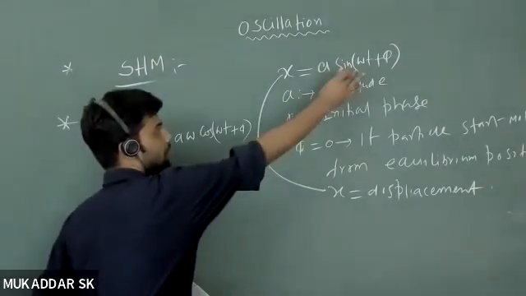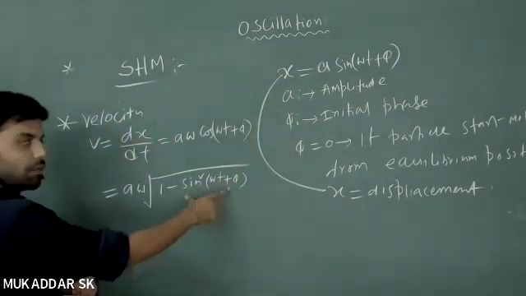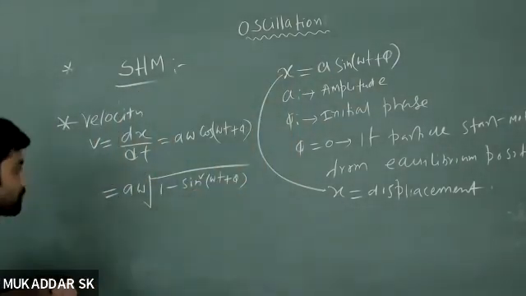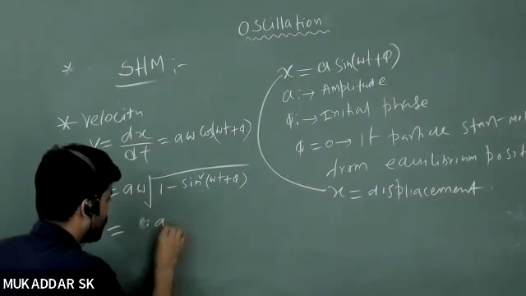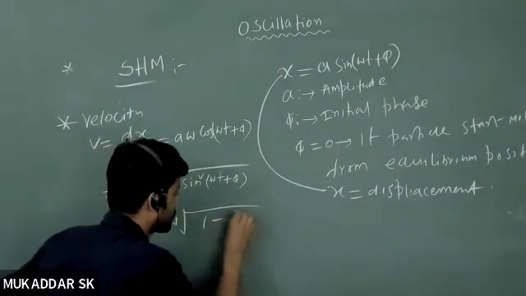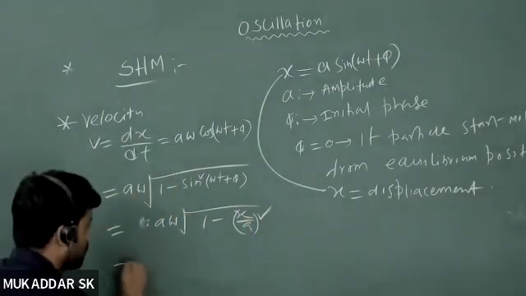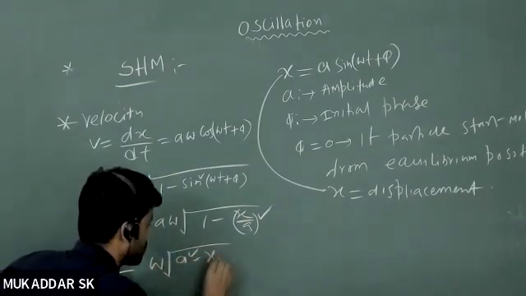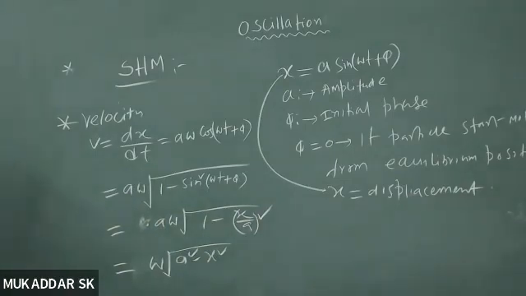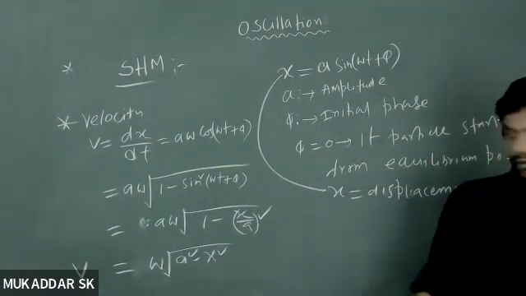Now further I can substitute the value of sine omega t. So sine omega t is nothing but x by A. So this term will be x square by A square. So if you solve it, you will basically get omega A square root of 1 minus x by A whole square. Okay. So you will get omega square root of A square minus x square. So this is the velocity of the particle. Now you can clearly see that velocity is a function of displacement, right?